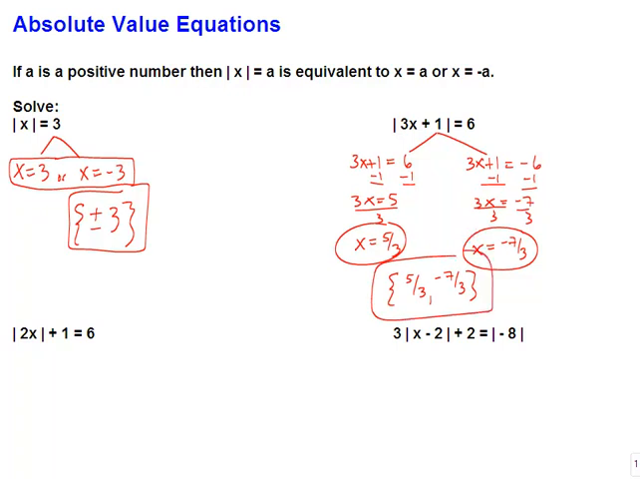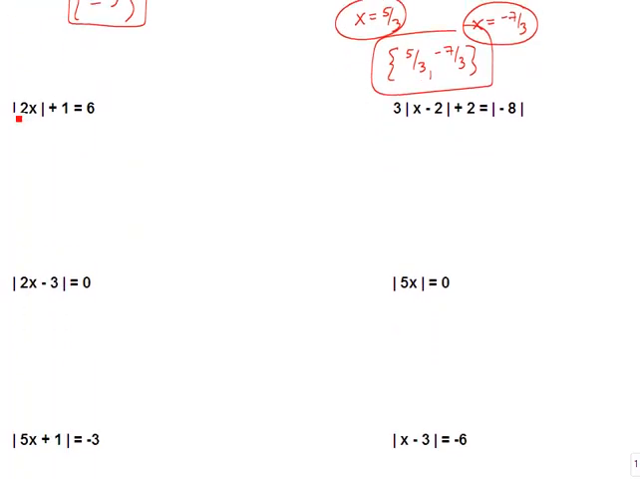Okay. In the next two examples, we're going to do the same thing. However, notice that the absolute value equation isn't isolated. So in this case, there's this plus 1 off to the side, and in this equation over here, we've got a coefficient of 3 and also a plus 2 off to the side. So what you need to remember first is always isolate the absolute value. And you want to do that first before you split up your equation into the two possibilities.